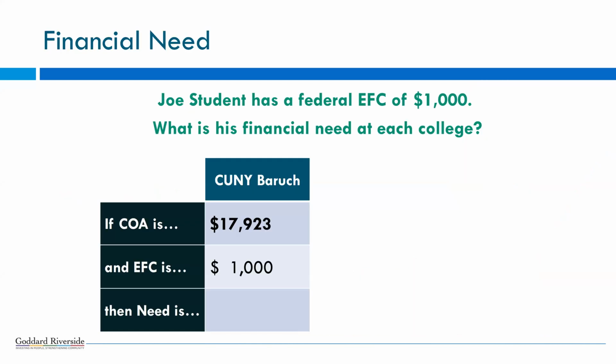So financial need, as I said, is going to be taking the cost of attendance and subtracting the EFC from that. And when we look at the cost of attendance for Baruch, the school we were just looking at, we see that 17,923 minus my sample student here, Mr. Joe Student, who has an EFC of $1,000. We take that away and we find out that this student's financial need is going to be $16,923.